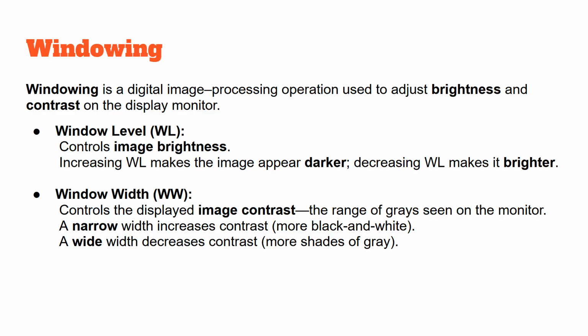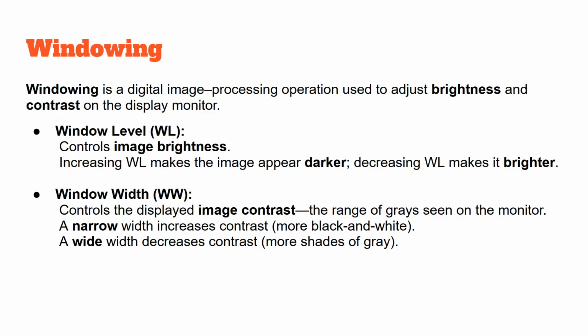There's windowing. This is occurring at the display monitor. Windowing is a digital image processing operation used to adjust brightness and contrast on the display monitor. You have your window level, your WL. This is controlling image brightness. You're opening the window, you're letting the brightness in. Increasing your window level makes the image appear darker. Decreasing your window level is going to make it brighter.